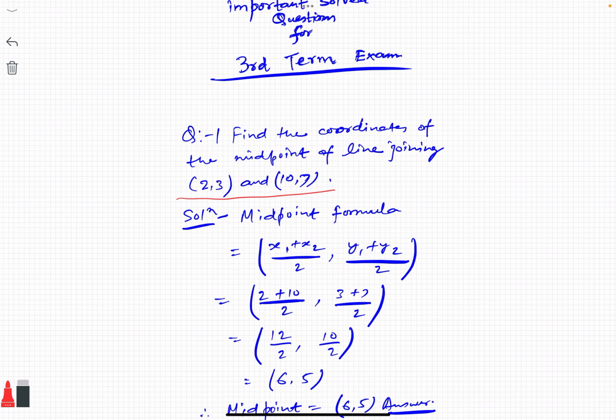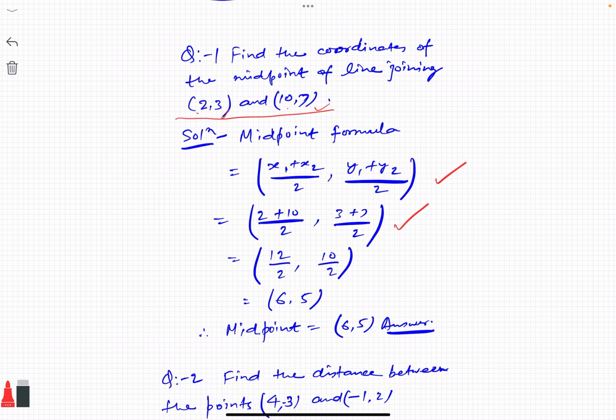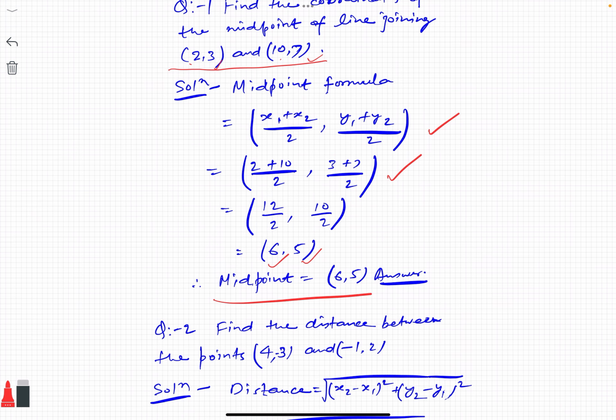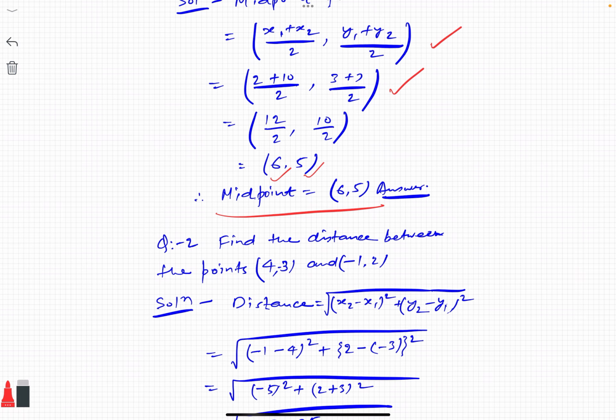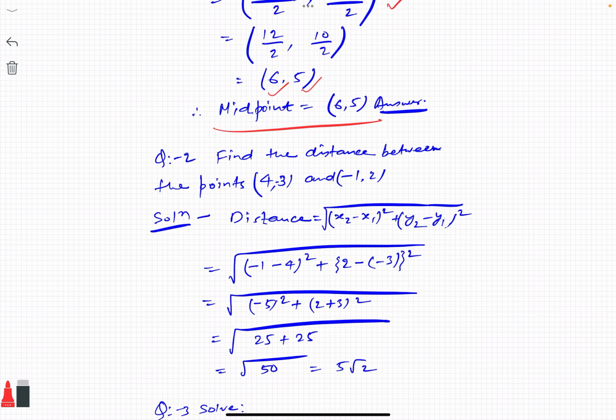The solution is here. As we know, midpoint formula is (x1 plus x2)/2, (y1 plus y2)/2. We will put the value of x1, x2 and y1, y2. We will find (2 plus 10)/2, (3 plus 7)/2, and on solving this we will get 12/2, that will be equal to 6, 10/2, that will be equal to 5. So midpoint will be (6, 5). That is the answer.